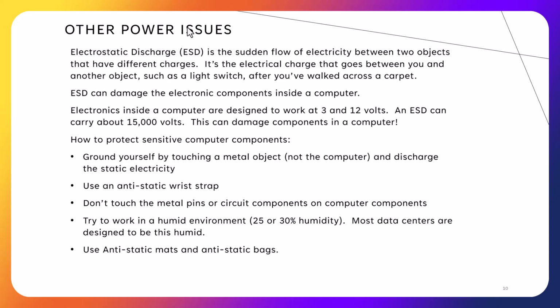Another power problem we have is electrostatic discharge, and this is the really sudden flow of electricity between two objects that have different charges. That's a semi-scientific explanation of it. Think about when you're walking across a carpet and you reach to turn on a light switch. Sometimes you get that arc, especially on a dry day, and that arc is that electrostatic discharge.